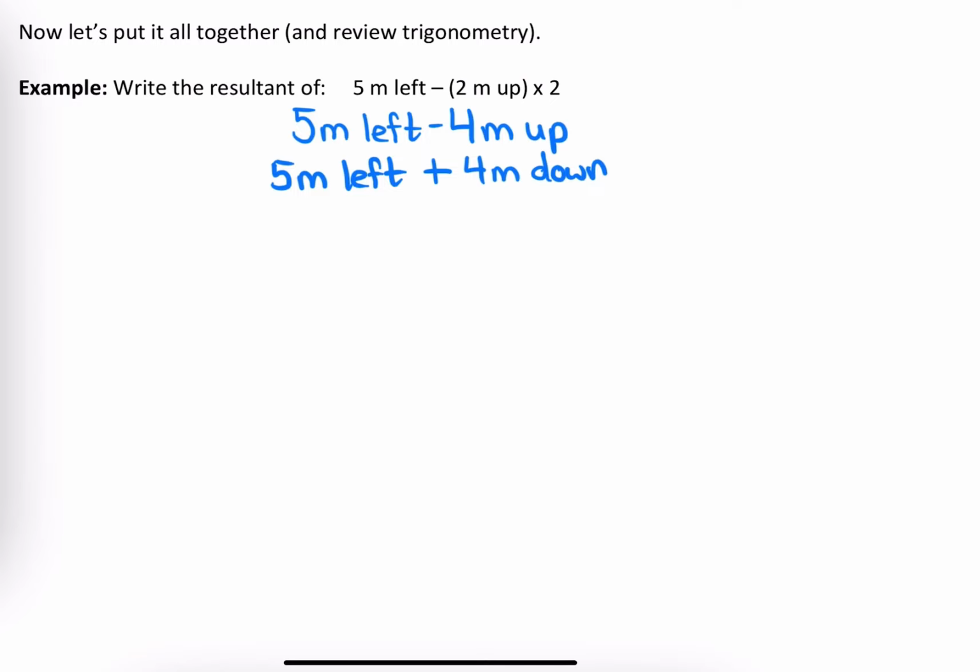Okay, so to solve this problem, I have to do 5 meters left plus 4 meters down. I have to take those two vectors and add them together. I have to put them head to tail. So let's start doing that.